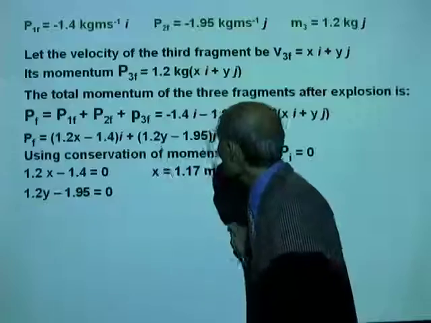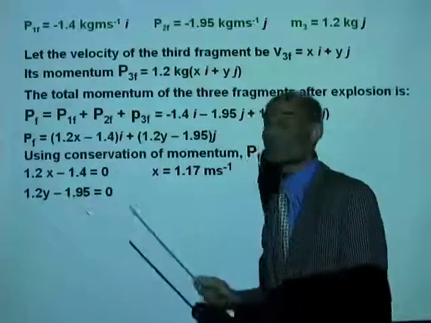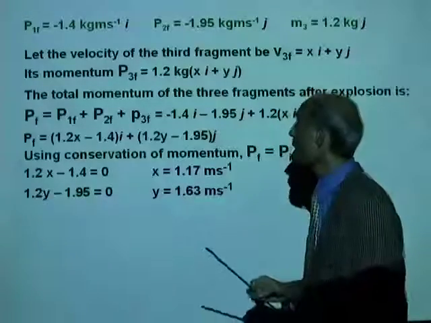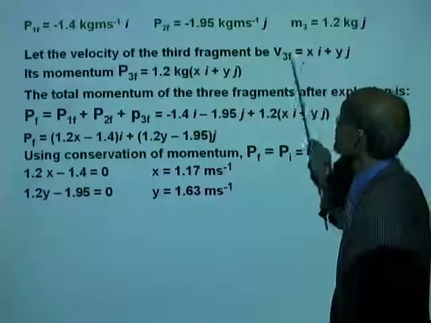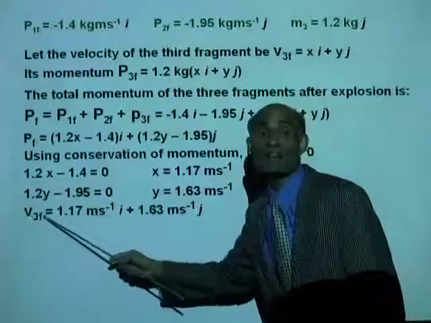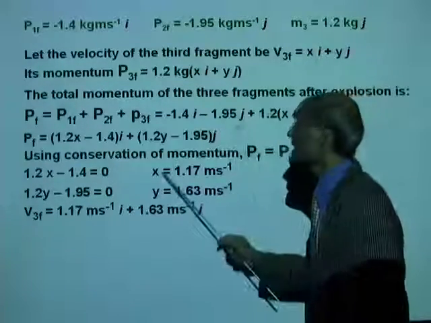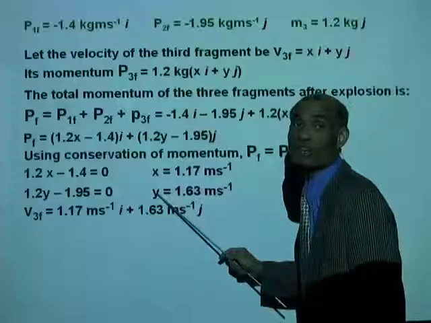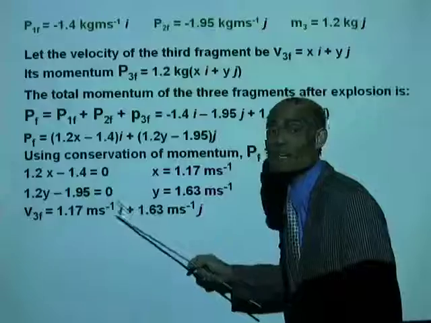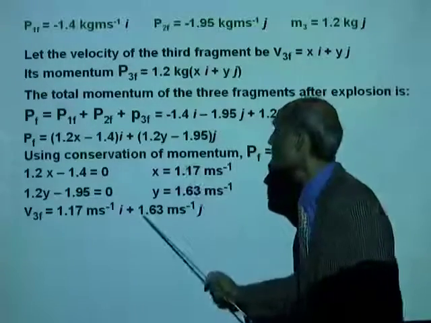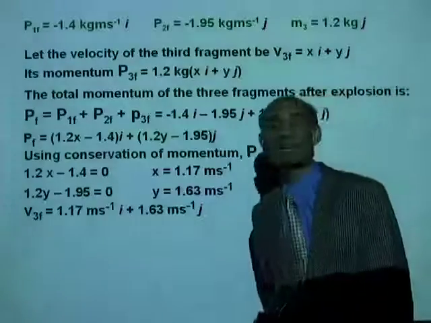Similarly, take the y component of the final momentum and set it equal to 0. That gives me y equal to 1.63 meter per second. So what is v3f now in the component form? v3f is xi plus yj. We have solved for x and y. It's equal to 1.17 meter per second i, that is the x value, plus 1.63 meter per second j.